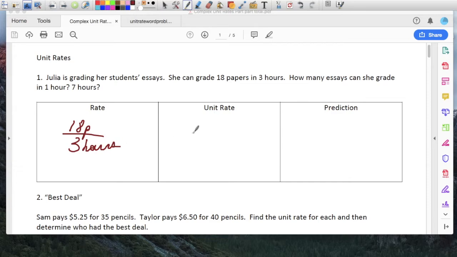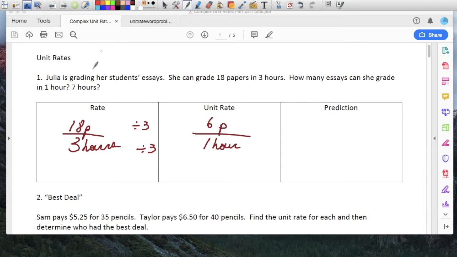So to find the unit rate, we want to change that so that it's 1 hour at the bottom, right? So imagine this as a fraction. You're simplifying. How do I make that 3 become a 1? I divide by 3 at the bottom, and then I'll divide the top by 3. So that's 18 divided by 3, or 6 papers in 1 hour.